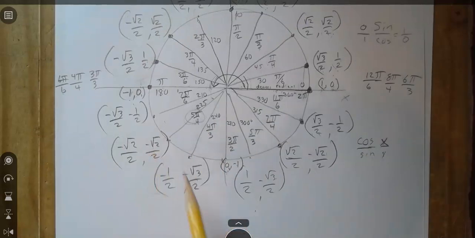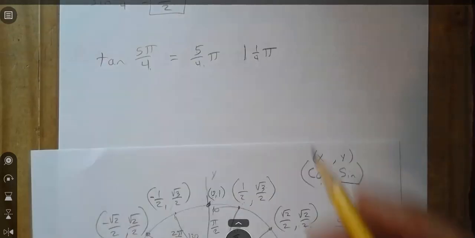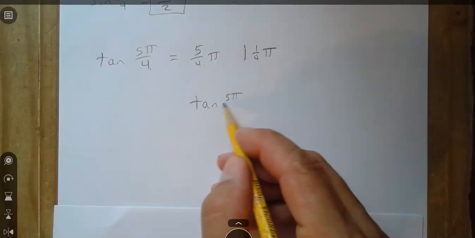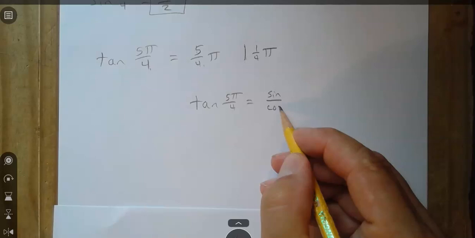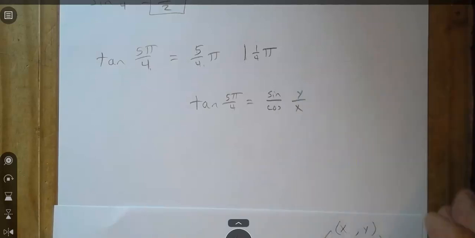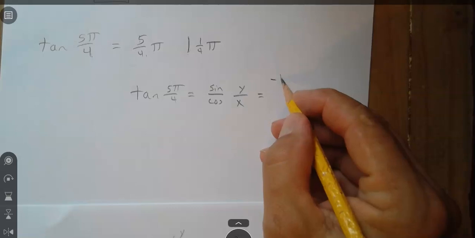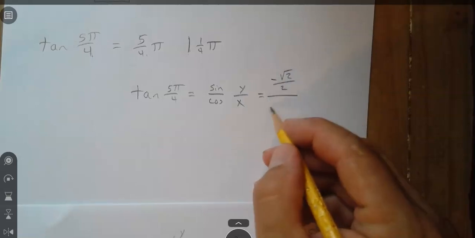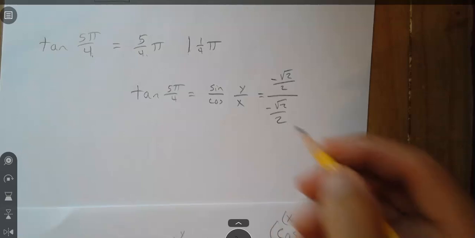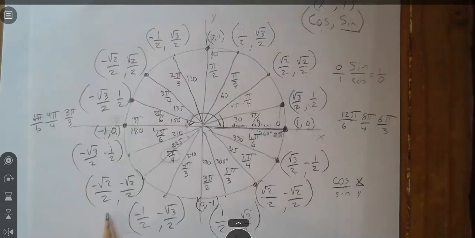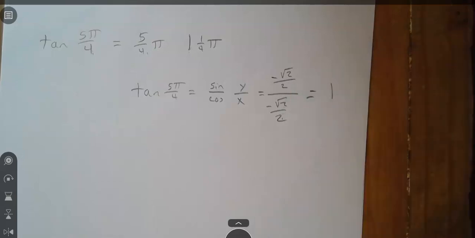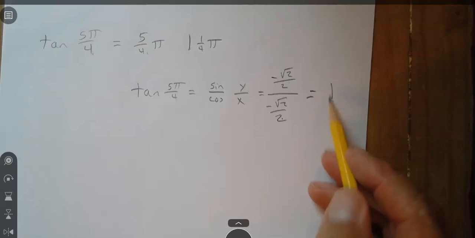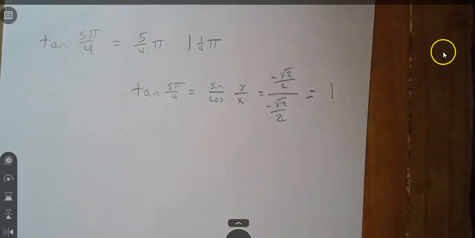And then guess what? Tangent is sine over cosine. So tangent of 5 pi over 4 is sine over cosine, or in other words, my y over my x. In that case, I had negative root 2 over 2 divided by negative root 2 over 2, because I was in the third quadrant where they're both negative. Anything divided by itself is just going to be 1, because a negative divided by a negative is a positive. Root 2 over 2 divided by root 2 over 2 is just 1.